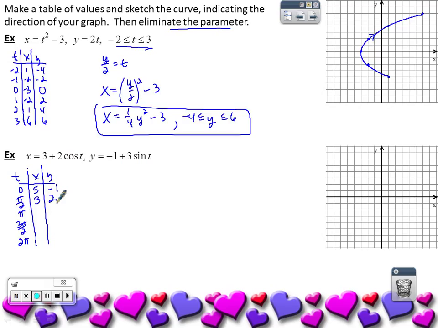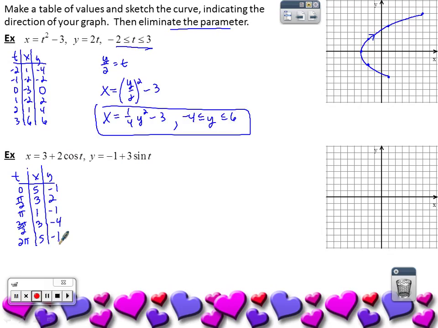Looking at pi, cosine of pi is -1, so 3 minus 2, that gives me a 1. Sine of pi is 0, so that gives me a -1. At 3 pi over 2, cosine is 0, so that gives me a 3. And sine is -1, so that gives me -4. And 2 pi would be the same values as 0, so it would be 5. I get back to where I started.